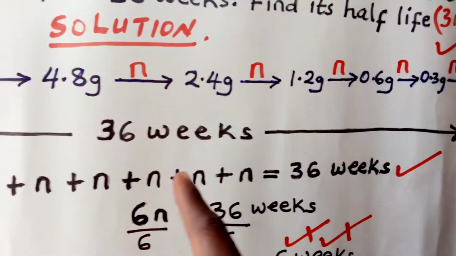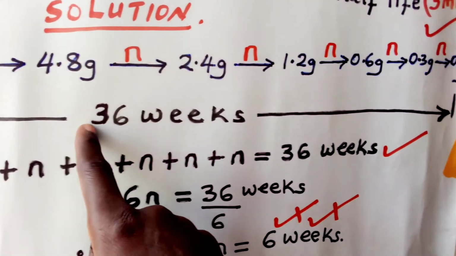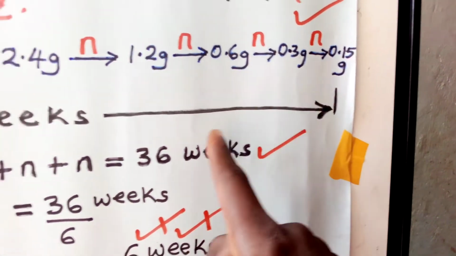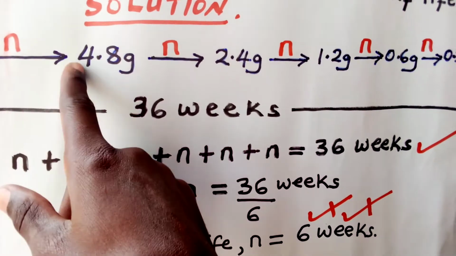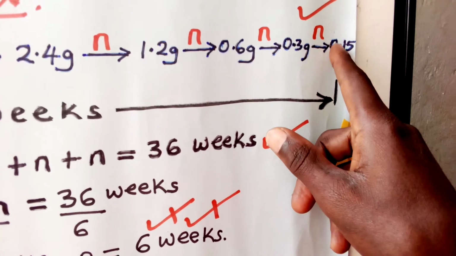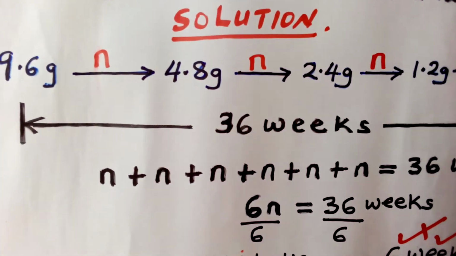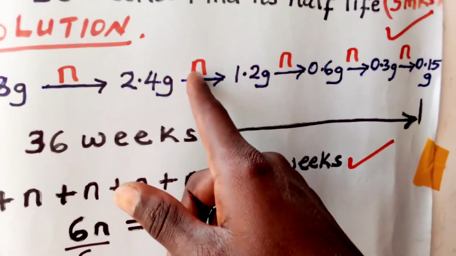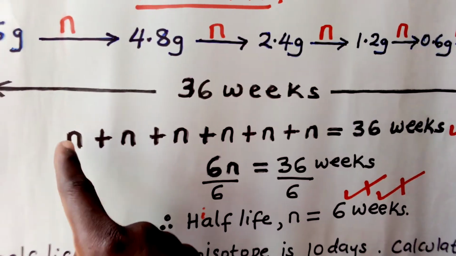And the question says, for this mass to reduce from 9.6 grams up to, you see where the arrow ends? 0.15 grams. It took 36 weeks. So what does that mean? If you add the time from here up to here, plus this time, plus this time, plus this time, plus this time, plus this time, it should give you a total of 36 weeks. And when you add, how many are they? These are all n's. This is 1, 2, 3, 4, 5, 6. So there are 6n.